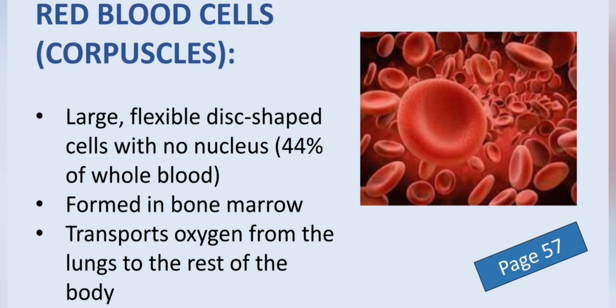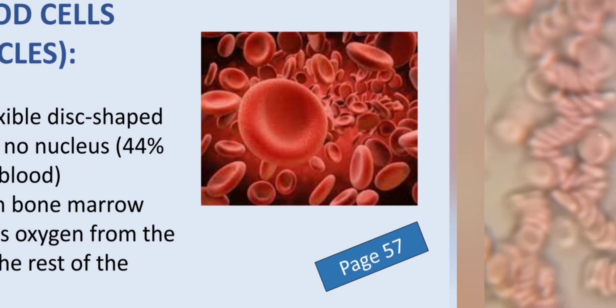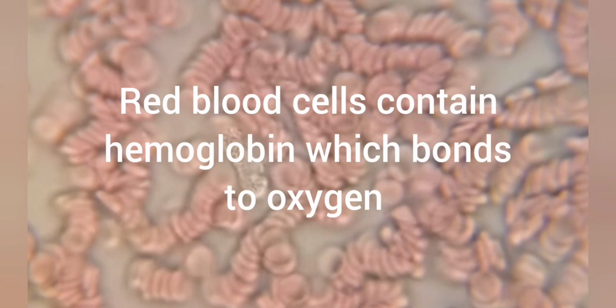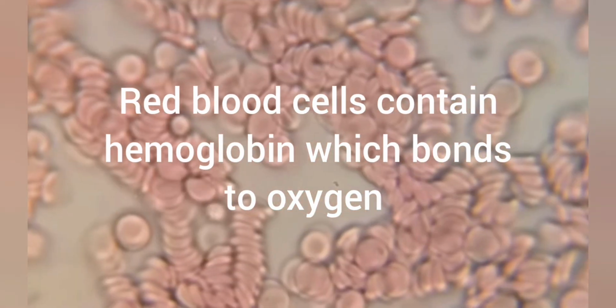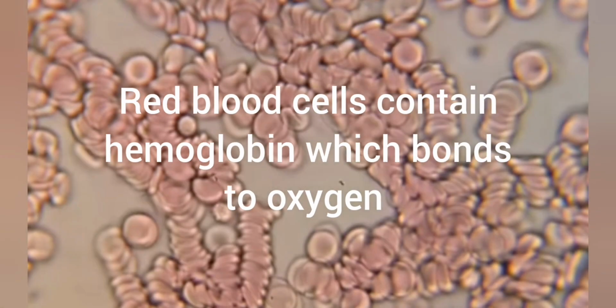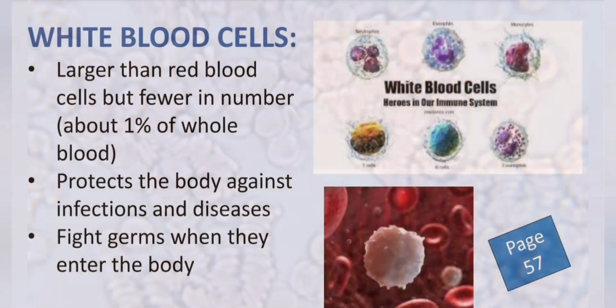Red blood cells, on the other hand, can also be called red blood corpuscles or even erythrocytes, as named earlier in the video. And these are large, flexible, disc-shaped cells with no nucleus. They make up about 44% of whole blood. Red blood cells are formed in bone marrow, and they are responsible for transporting oxygen from the lungs to the rest of the body. Red blood cells contain a molecule called hemoglobin, which will bond to that oxygen and hold onto it until it reaches the cells and then lets go and gives that oxygen to the cells.